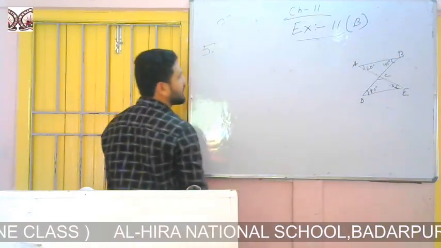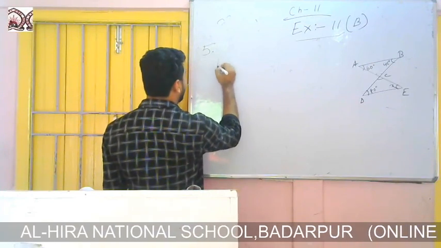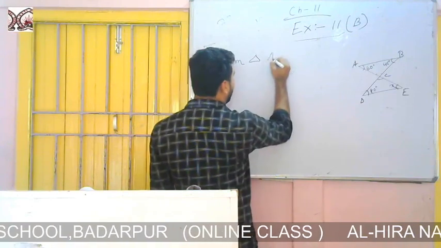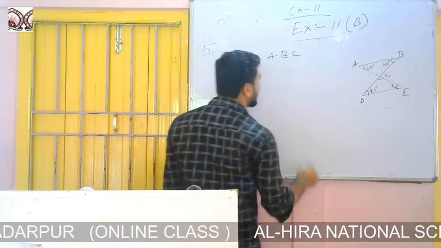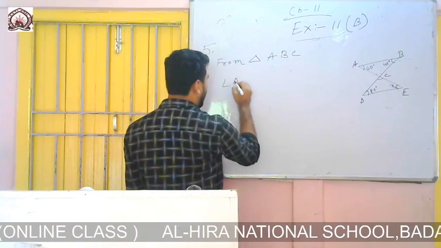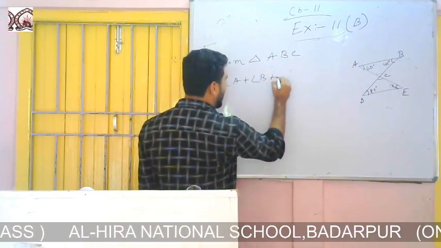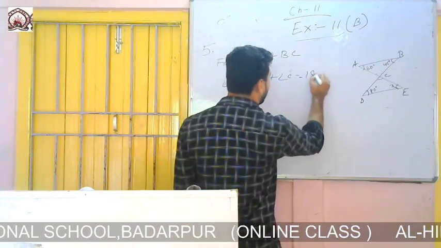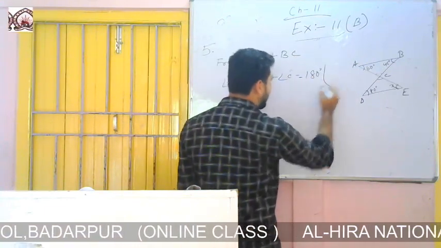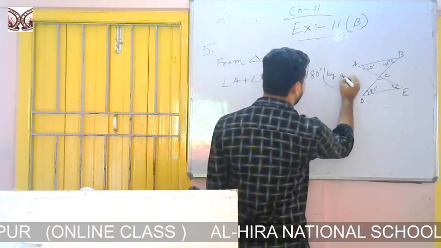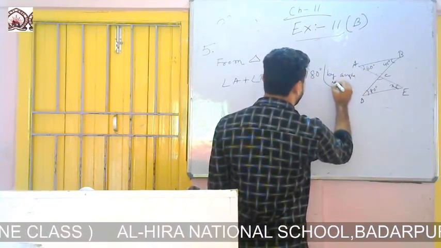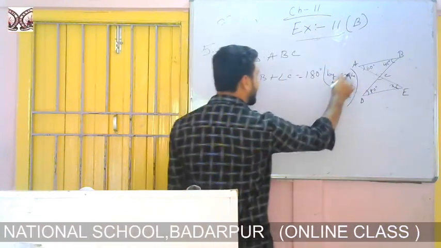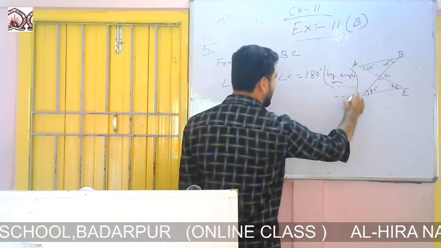Right, from triangle ABC, what we can write? Angle A plus angle B plus angle C equals to 180 degree. You can write the reason in bracket, right, by angle sum property of a triangle. As I wrote earlier, so many times I have written by angle sum property of a triangle, you write this sentence. Okay.